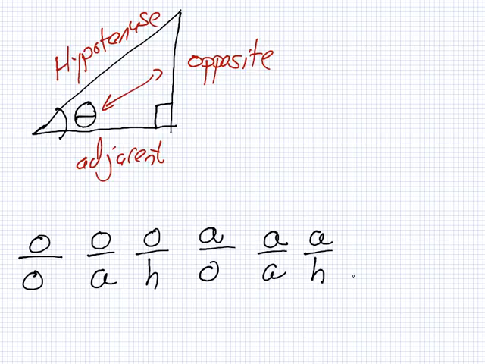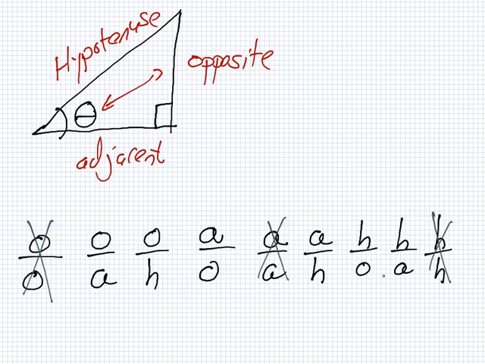So we could look at opposite over adjacent, opposite over hypotenuse, and adjacent over hypotenuse. The other three aren't really that interesting, because adjacent over opposite is really the same as opposite over adjacent. You're just looking at it the other way around. So this one doesn't really add anything new, neither does this one. So these are the 3 comparisons we can care about, and they're each given a name.